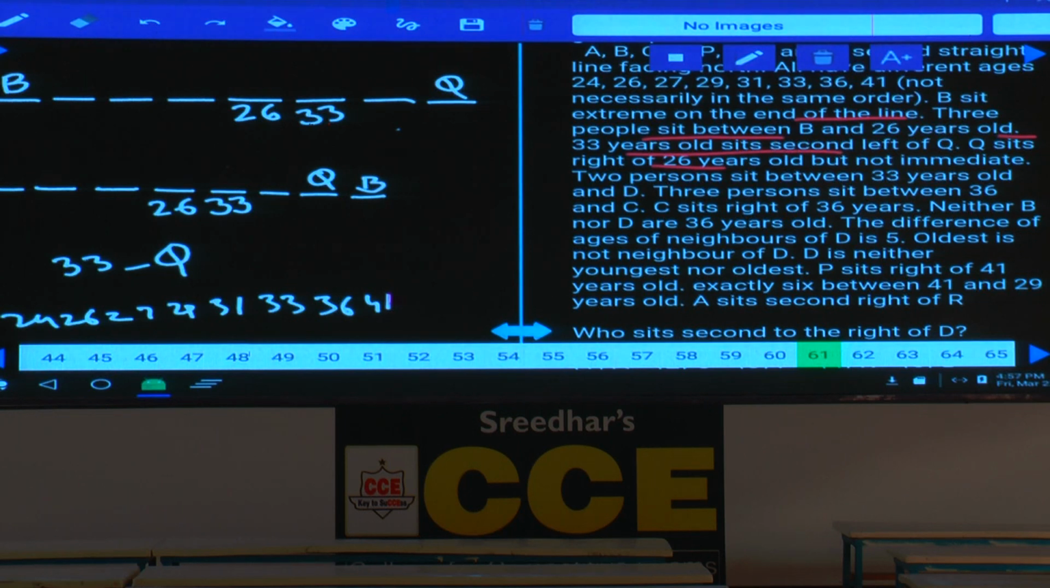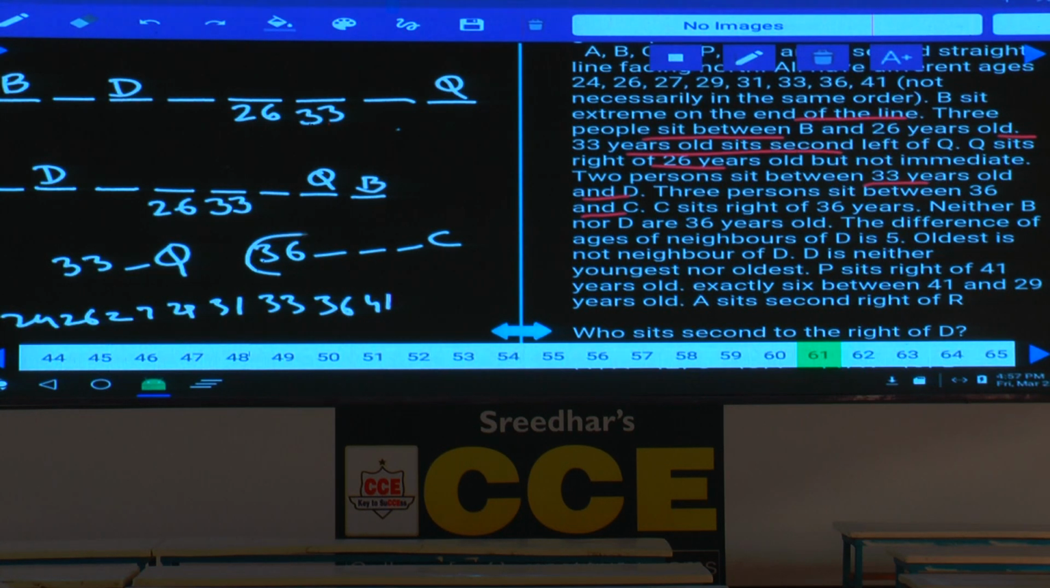Then, 2 persons between 33-year-old and D. Between 33-year-old and D, how many persons are there? There are exactly 2 people, hence D is here. And in this case also between 33 and D, there must be exactly 2 people. And 2 persons sit between 33-year-old and D. 3 persons sit between 36-year-old and C. C sits to the right of 36. 36 is here. 1, 2, 3. How many persons in between this one? 3 persons sit between 36-year-old and C.